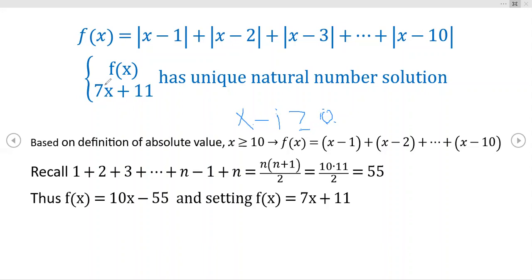Okay, so since this is a system of equations, you can just set the two expressions equal to each other. So when you do that, if you subtract 7x from this side, you'll get 3x. If you add 55 to this side, you'll get 66. So you'll end up with 3x equals 66. Again, folks, that's supposed to read 3x equals 66, but that certainly results in x equals 22.